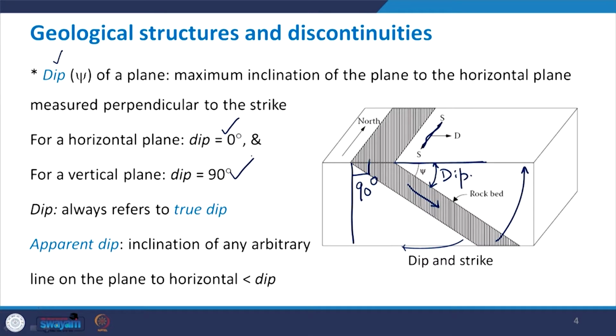Keep in mind that when I say dip, it means true dip. That means the term dip refers to true dip. Now, if this is true dip, what is apparent dip? Apparent dip is the inclination of any arbitrary line on the plane to the horizontal. This apparent dip will always be less than the dip or true dip.